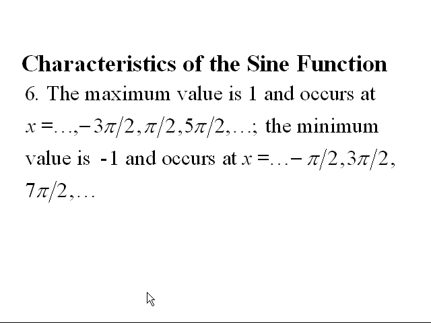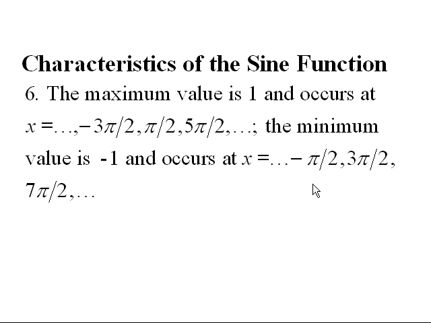One more. The largest value that the sine function takes on is 1. That happens at pi over 2 and multiples of 2 pi added to pi over 2. So pi over 2 minus 2 pi, pi over 2 plus 2 pi, plus 2 pi again, so plus 4 pi, minus 2 pi again, so minus 4 pi added to pi over 2, and that set of periodic values are where the maximum happens.